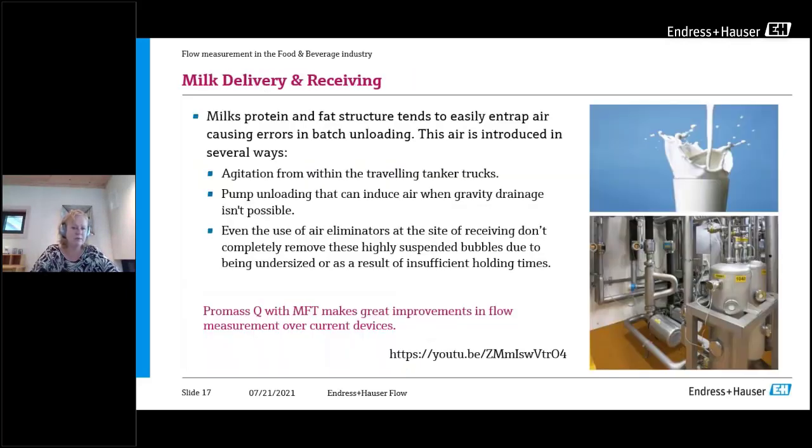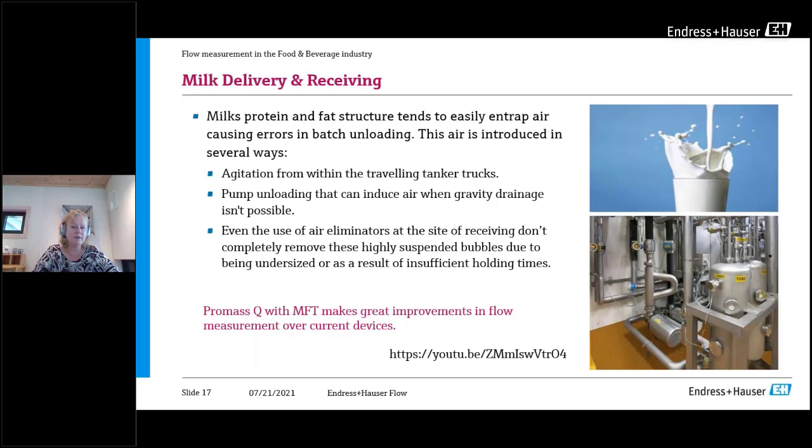And I mentioned in the beginning, for example, milk. Milk is one of the big application areas in the food industry for the Promac Q, in the reception. Because by traveling on trucks, for example, or due to pumps, there are a lot of suspended bubbles that can be difficult to remove with air eliminators.